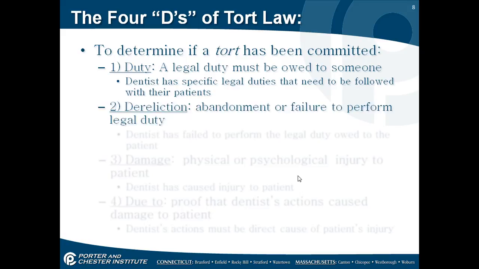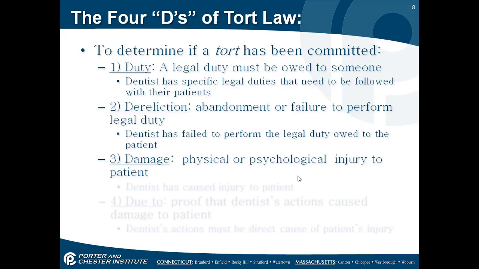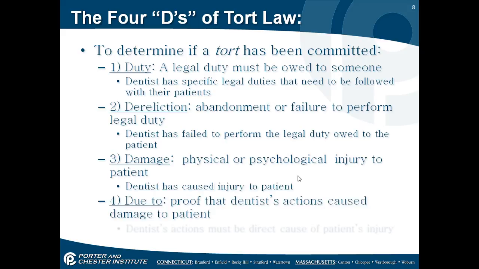Number 2, dereliction: abandonment or failure to perform a legal duty. The dentist has failed to perform the legal duty owed to the patient. Number 3, damage: physical or psychological injury to the patient. The dentist has caused injury to the patient. And number 4, direct cause: proof that the dentist's actions caused damage to the patient. The dentist's actions must be the direct cause of the patient's injury.